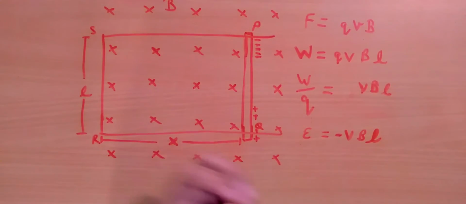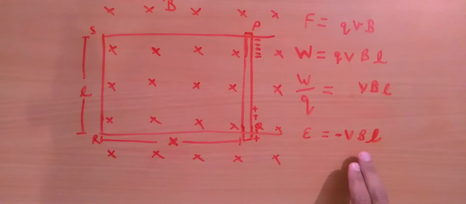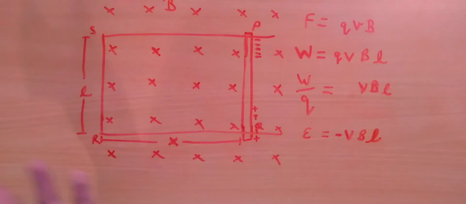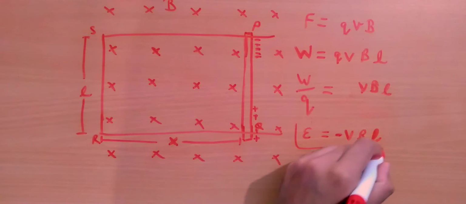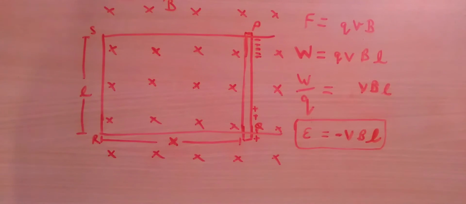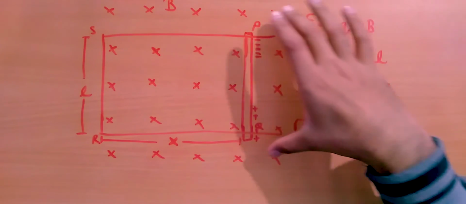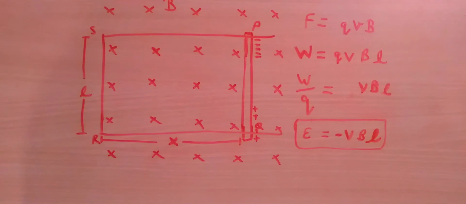Lenz's law. But what we can note here is that again we get the same expression VBL, which we got in the previous analysis also. BLV or VBL is the same thing, and this is the EMF. And that is how we can find the EMF induced when a rod is being moved through a magnetic field. That's it for this video.